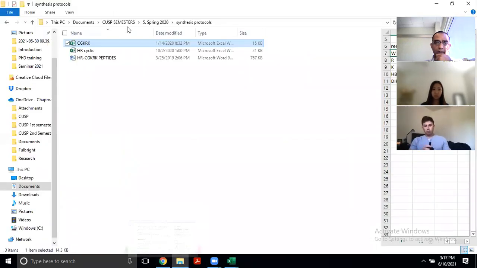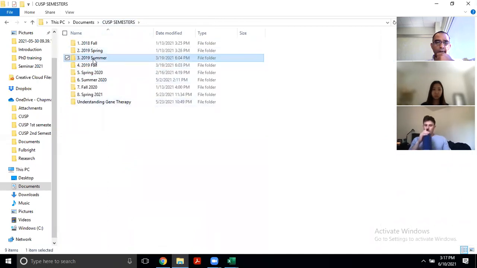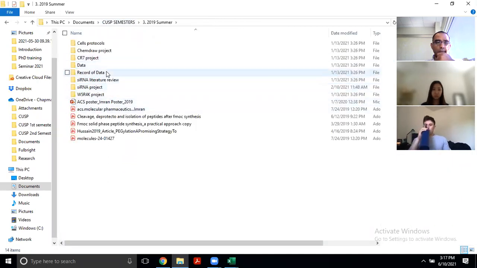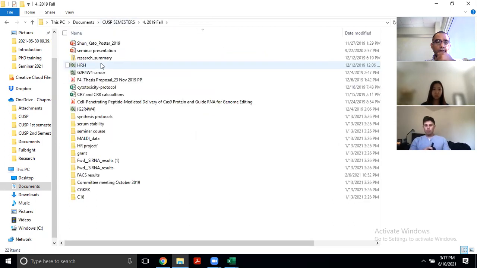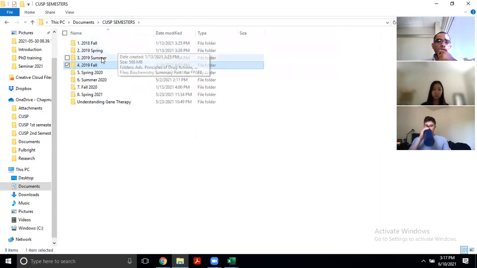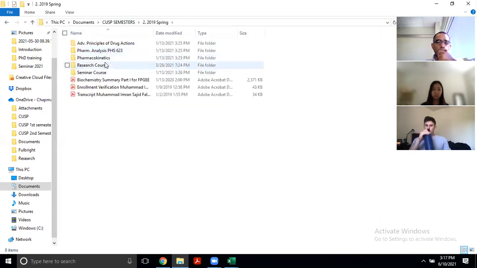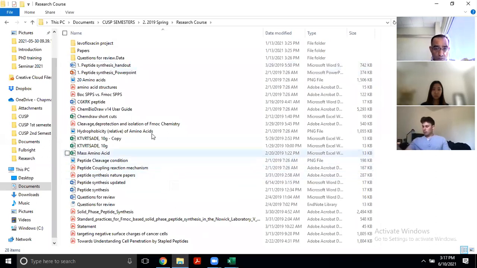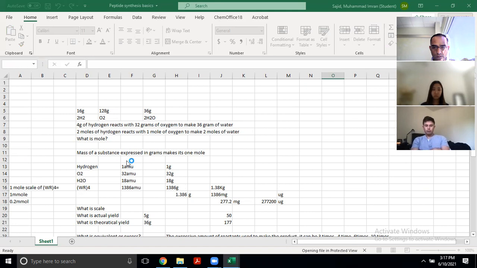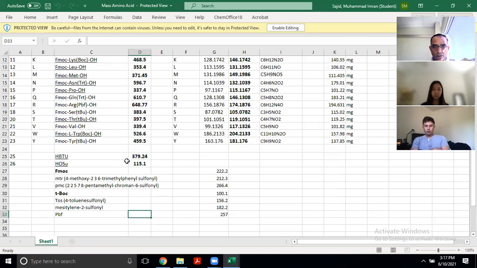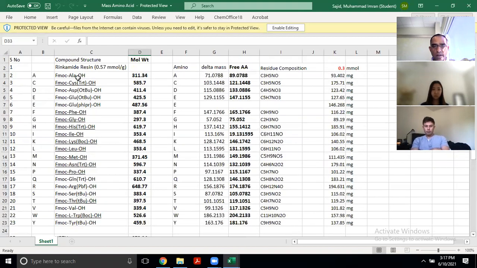Let me show you. What I'm going to show you is a file that I sent you, which I think is the amino acids file. Now we are moving towards the next stage. The next stage is this. You see, FMOC, L-R-OH.